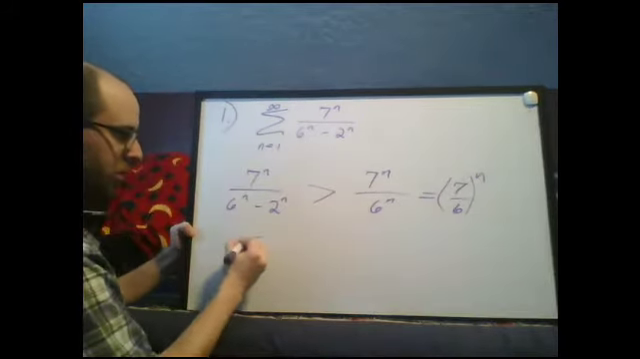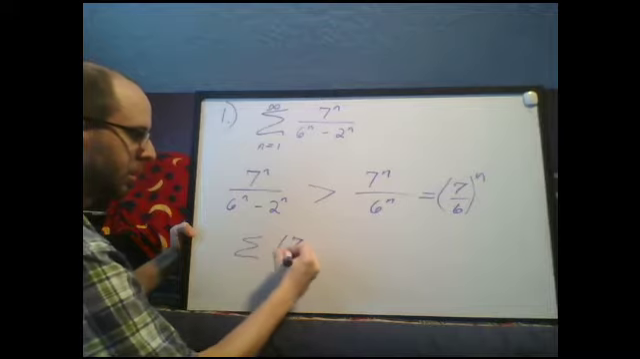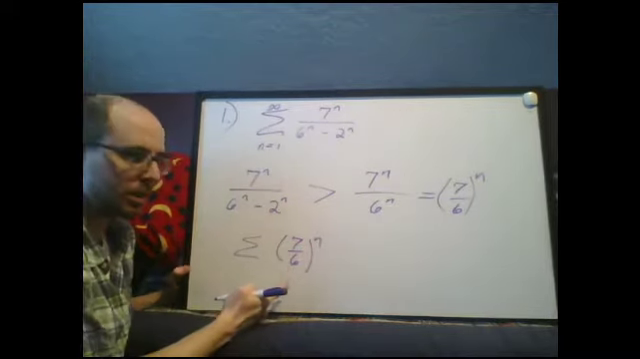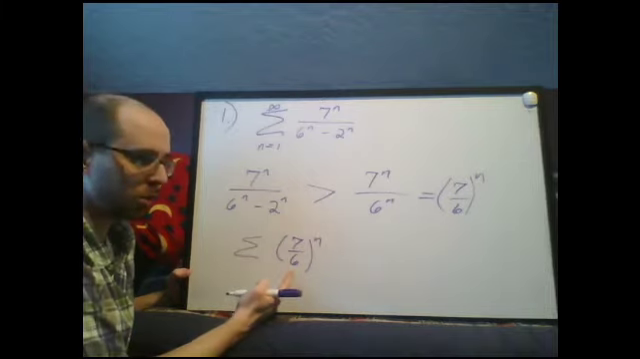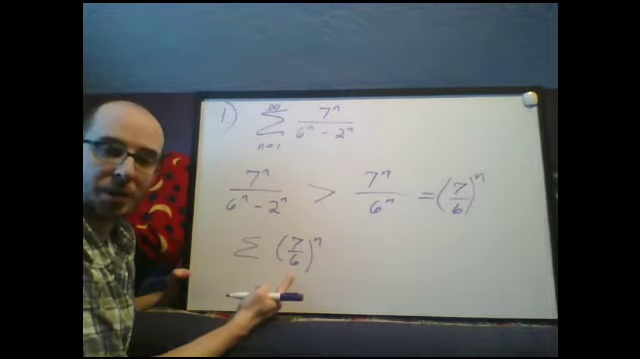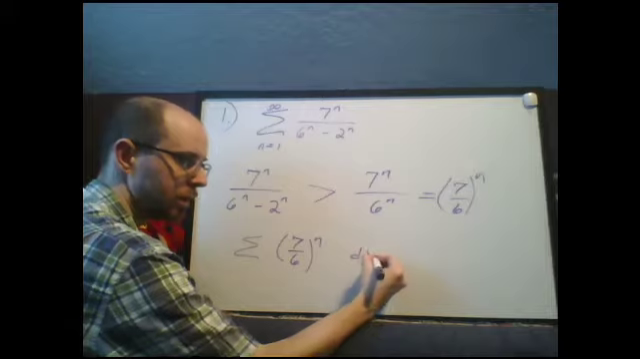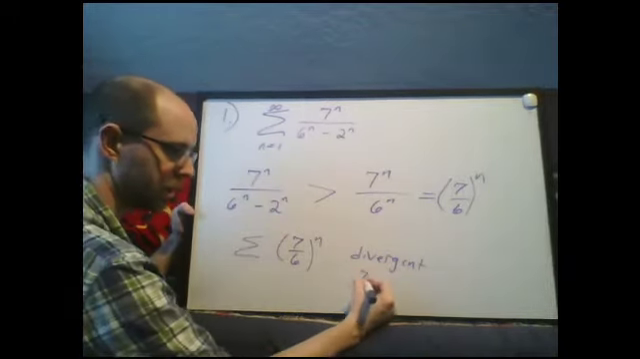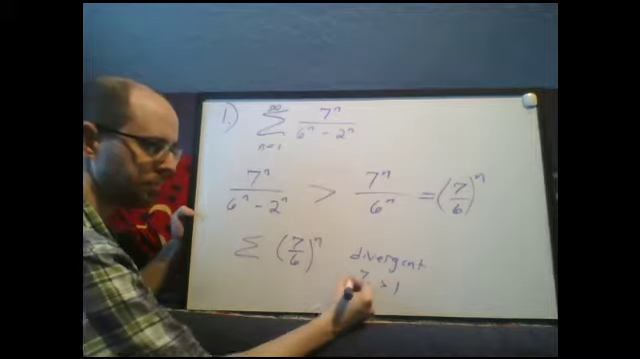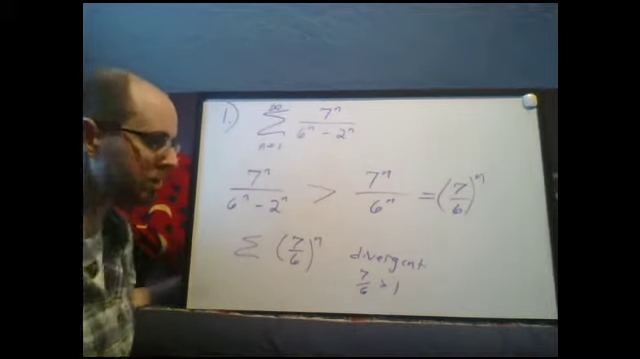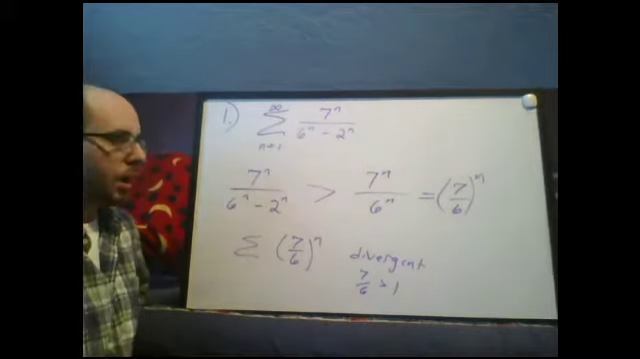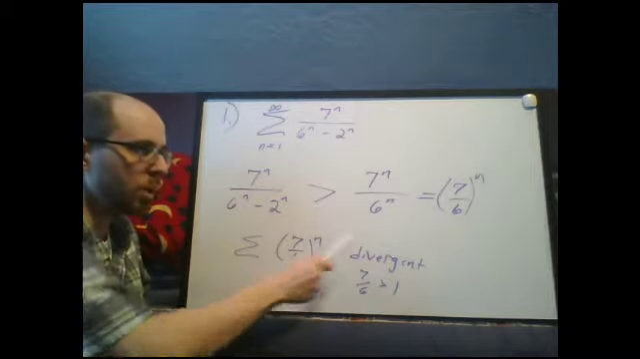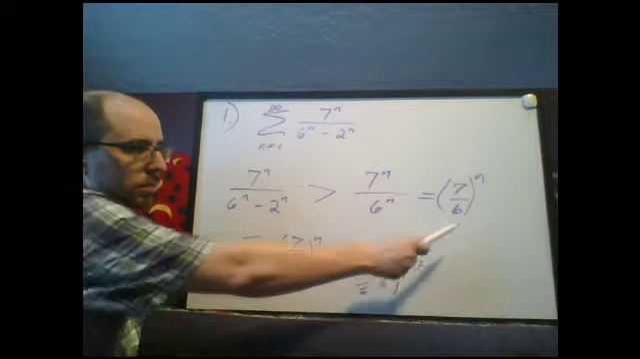And so let's go back and describe that. This is a geometric series. Its ratio is 7 over 6. That's bigger than 1, so this is divergent, because 7 over 6 is greater than 1. All right, so we've successfully made a comparison. We know what the simpler thing does.